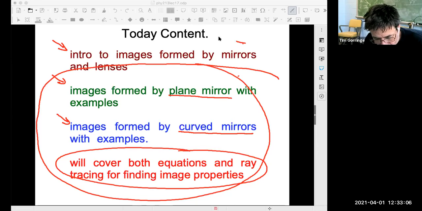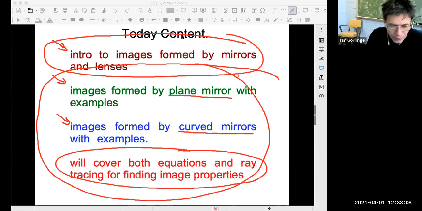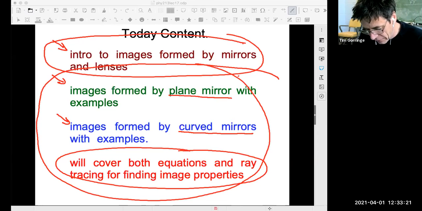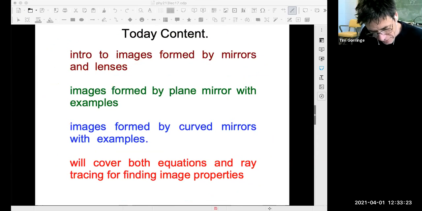The little opening part of today's class is more generally about images of objects, about reflection and refraction, and about lenses and mirrors. Okay, well, enough of that. Let's actually get on with it.